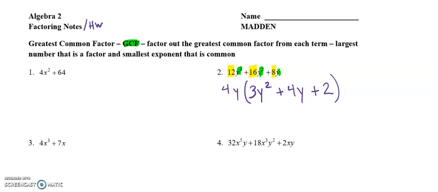And then if I look at the trinomial here, there is nothing that's common with all of those terms. So I am done. Looks like that. Okay, so in the other three, I need you to find the greatest common factor, pull it out.